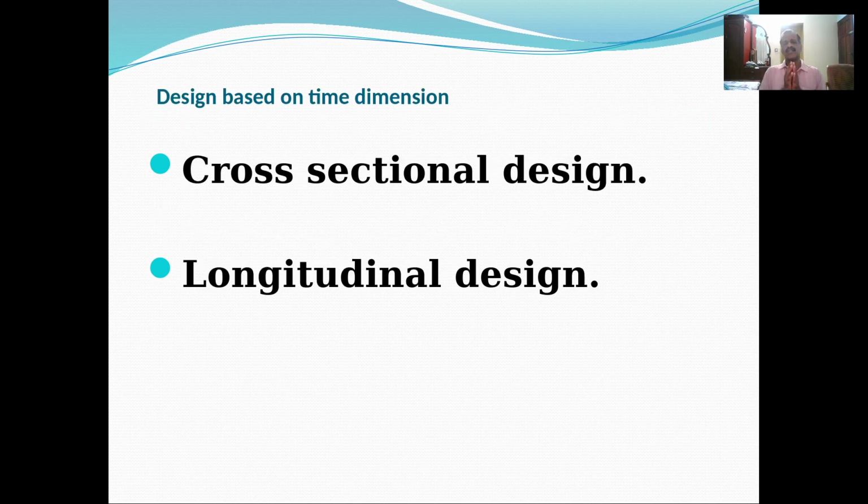Then the designs based on the time dimension are the cross-sectional designs and the longitudinal designs. These are the two types of designs based on time dimension. One is cross-sectional, at one point in time. Longitudinal is at different points in time. That's called the longitudinal design.